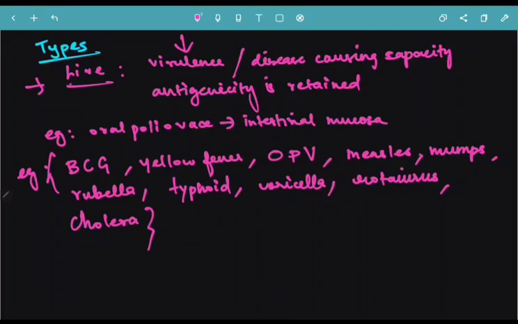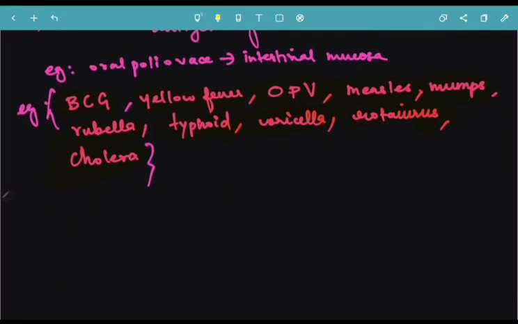I am revising once again. BCG, yellow fever, oral polio vaccine, measles, mumps, rubella, typhoid, varicella, rotavirus, and cholera. All these are examples of live attenuated vaccines.